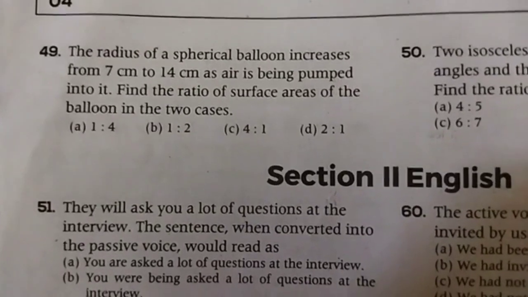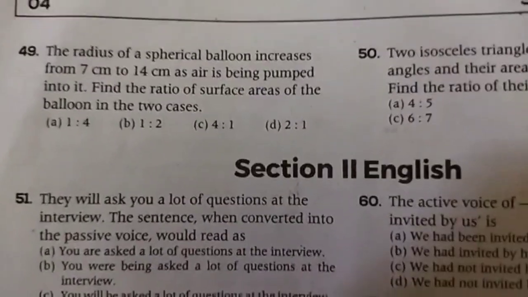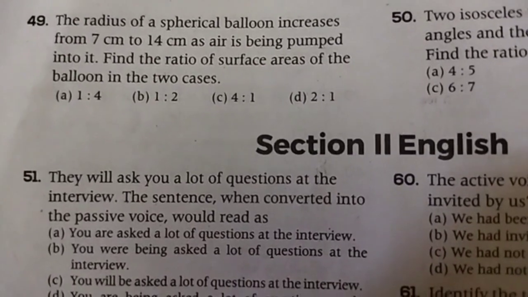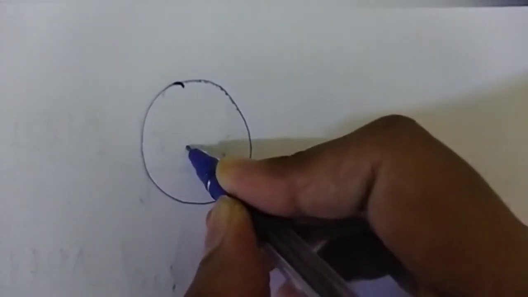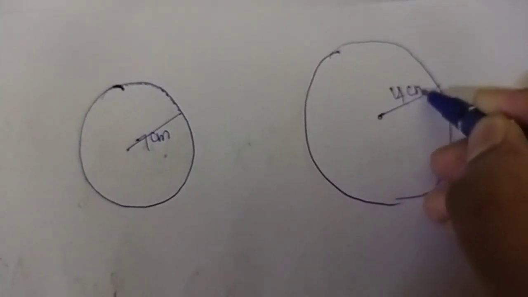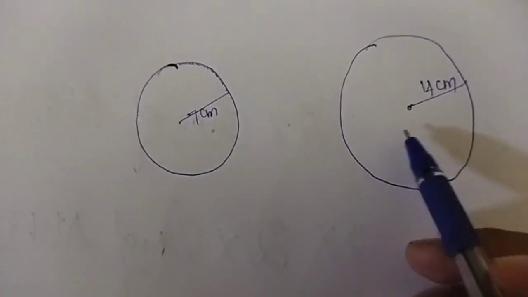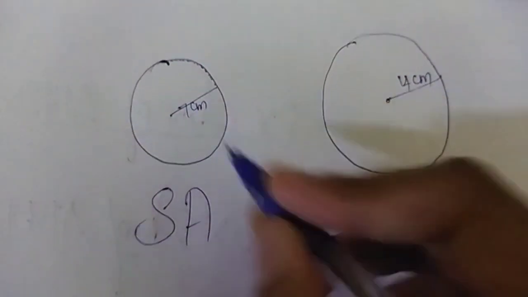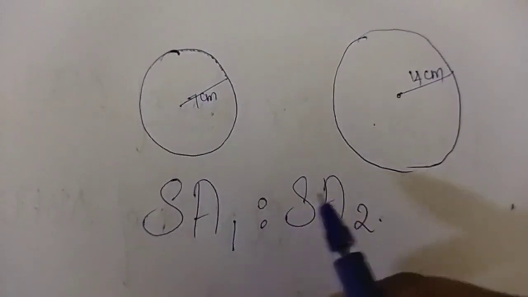The radius of a spherical balloon increases from 7 centimeter to 14 centimeter as air is being pumped into it. Find the ratio of surface area of the balloon in the 2 cases. First, the radius is 7 centimeter. Now the air is increased, so the radius is increased to 14 centimeter. We need to find the ratio of surface area. Let me take the smaller one as surface area 1 and the second one as surface area 2.